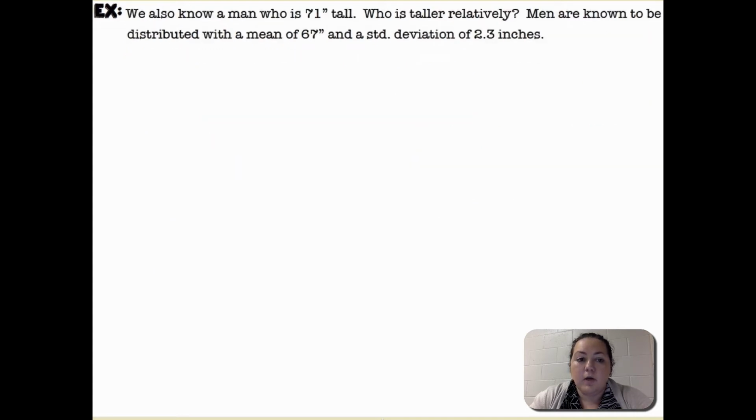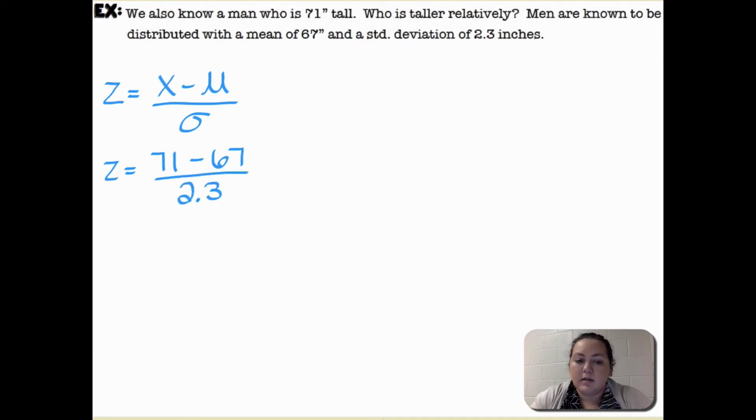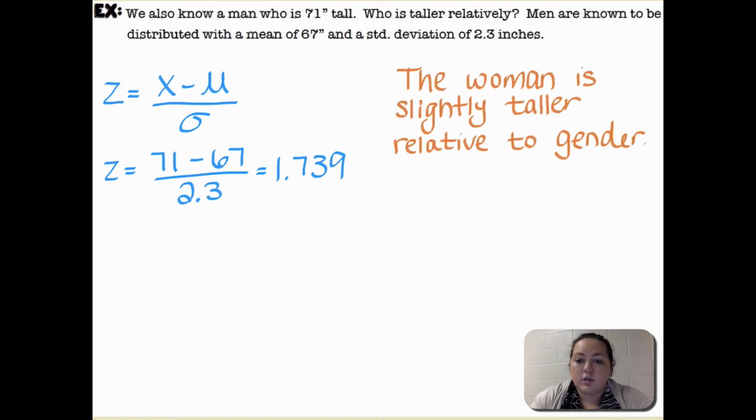Another one. We also know a man that is 71 inches tall. Who is taller relatively? Men are known to be distributed with a mean of 67 inches and a standard deviation of 2.3 inches. So we're going to get the z-score for this man, x minus mu over sigma. He's 71 inches tall, the mean for men is 67 inches, and the standard deviation for men is 2.3 inches. When I do that, I get 1.739. So he actually has a lower z-score, so the woman is slightly taller relative to gender.